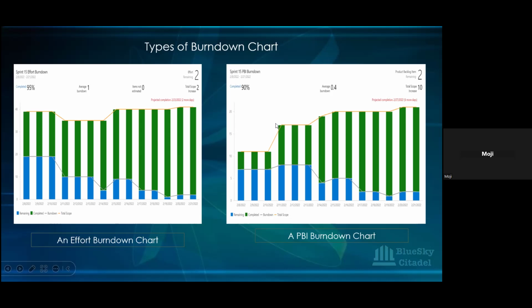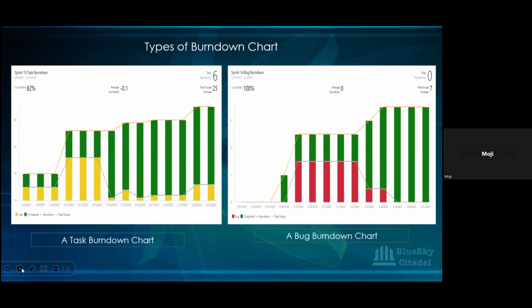So all of this is information. There are 2 charts talking about the same sprint, but looking at different things, and you can see that the graphs are different. The percentage is not the same. The projection is not the same. You can generate them and put them on your dashboard, but you just need to indicate what it is. This one is the sprint 15 PBI burn down, and this one is the sprint 15 effort burn down, saying different things but talking about the same sprint.